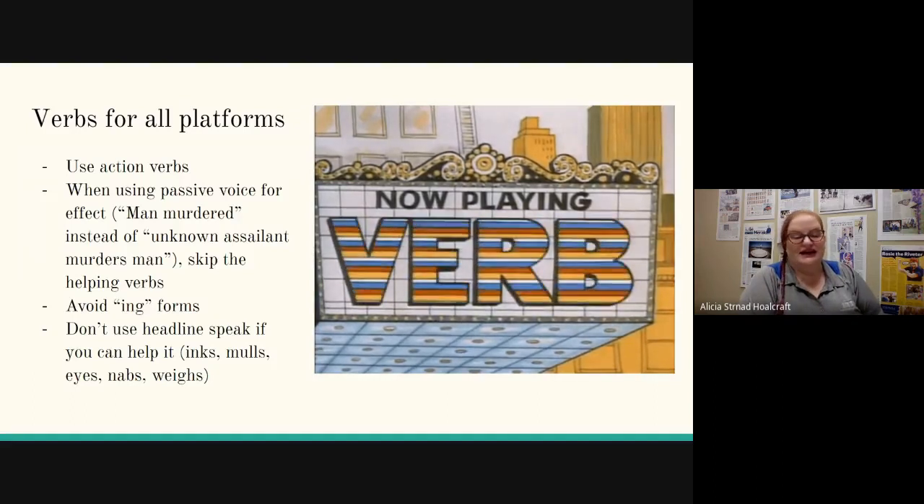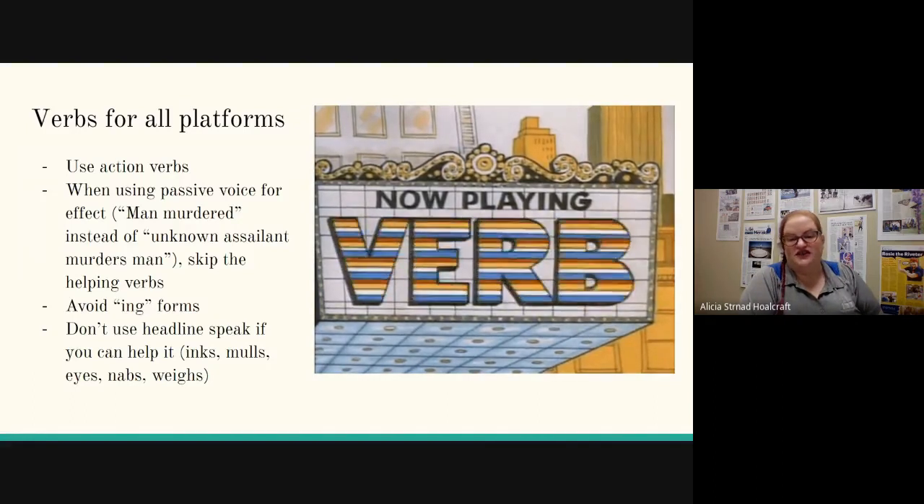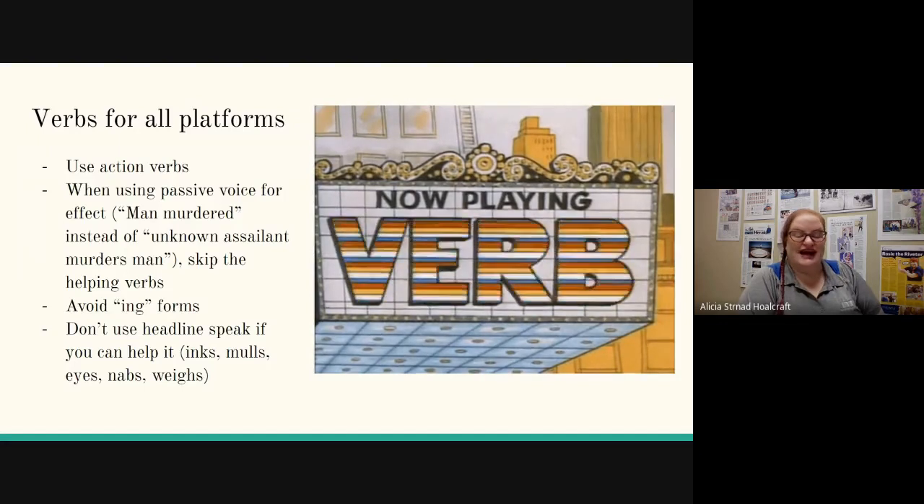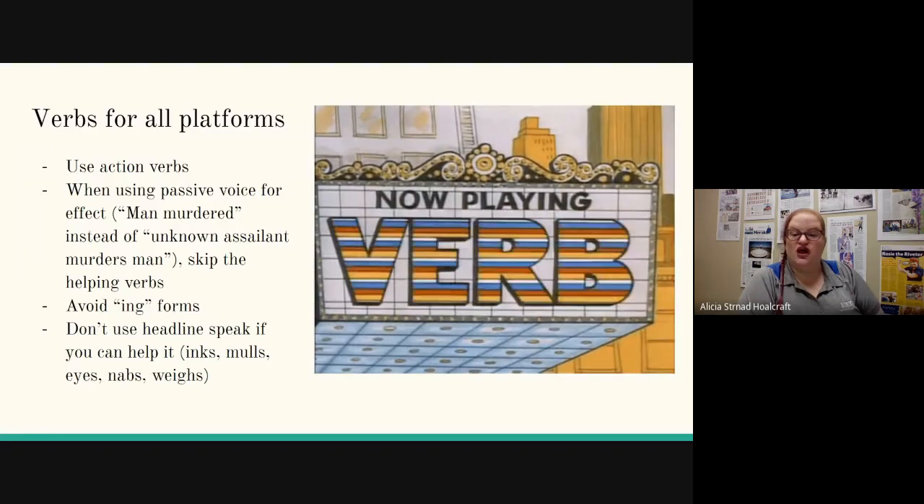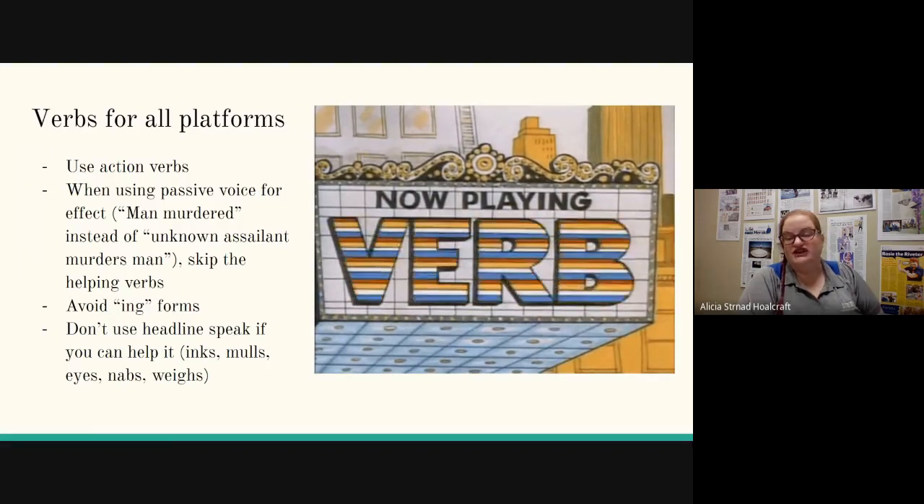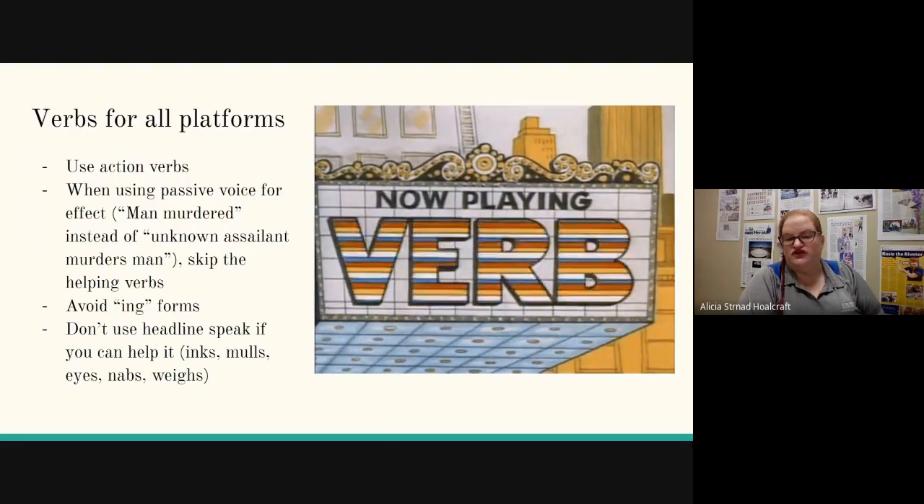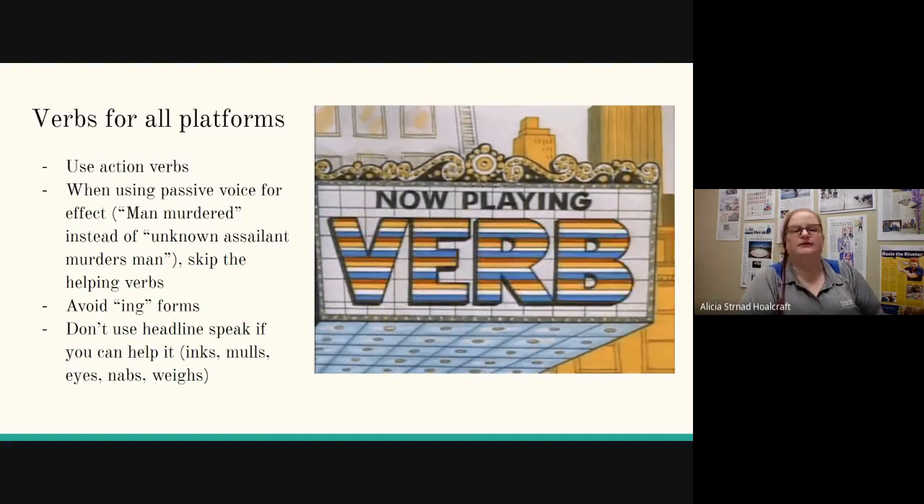ING forms, again, all those eye tracking studies show us that readers do not respond to ING forms of verbs as strongly as they do other forms of verbs. So avoid the ING forms as often as you can. They're just not as strong, as gripping for people.